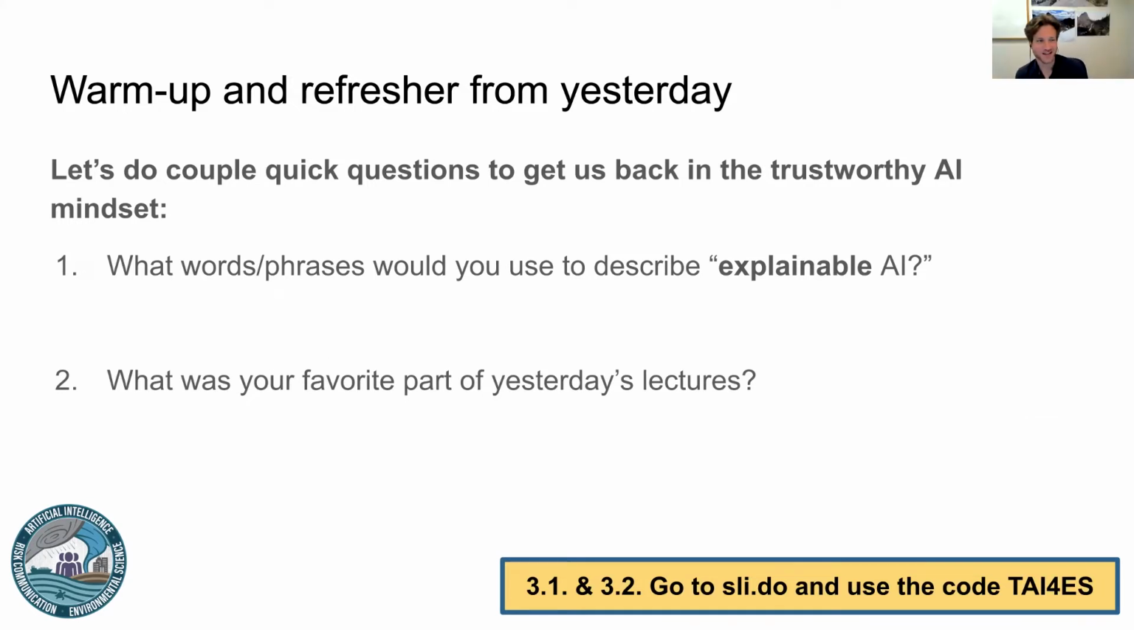Yeah, so just like we did yesterday, going over to Slido and answering a quick warm-up question. So just to get the juices flowing, what words or phrases would you use to describe explainable AI? So we'll launch that first poll, 3.1, to kick off the day.